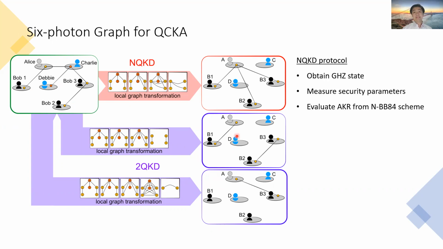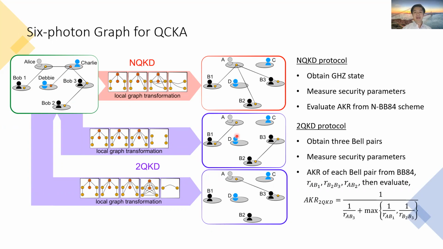Of course, in practice, there will be noise, and so we will be implementing each of these protocols and measure their respective noise terms. Then we can evaluate the performance in terms of the asymptotic key rate for generating the conference keys. Note for the 2QKD case, we first obtain the key rates for each of the Bell pairs, and then we have to add these key rates together using this expression shown, which finally gives us the asymptotic key rate for the conference key when using 2QKD.